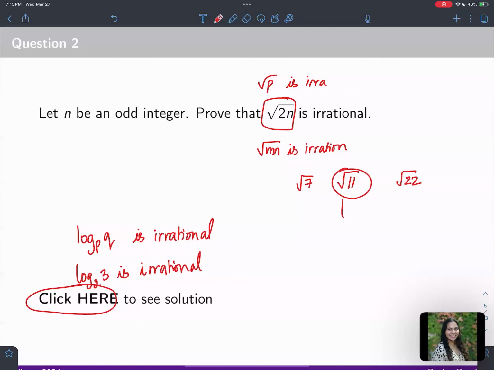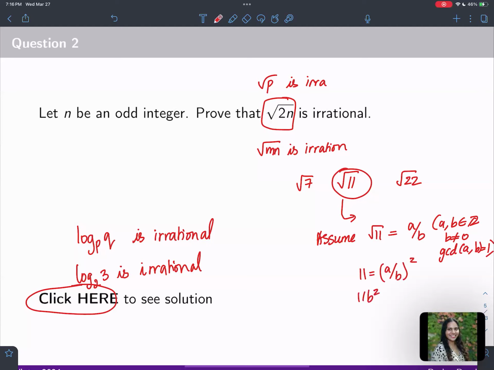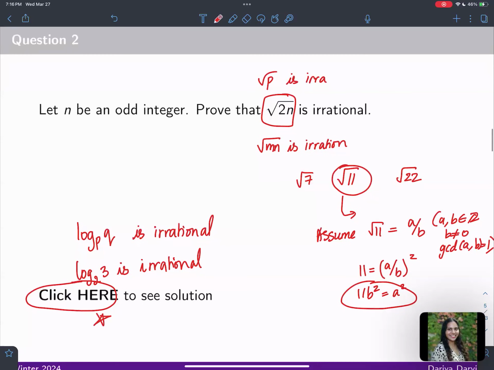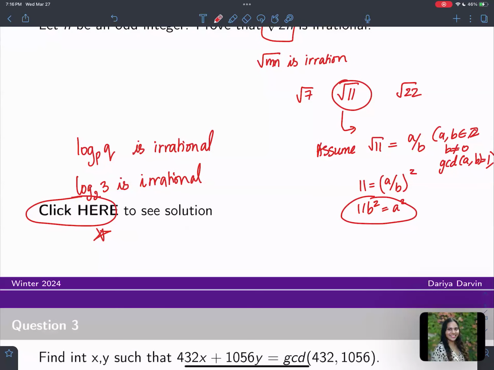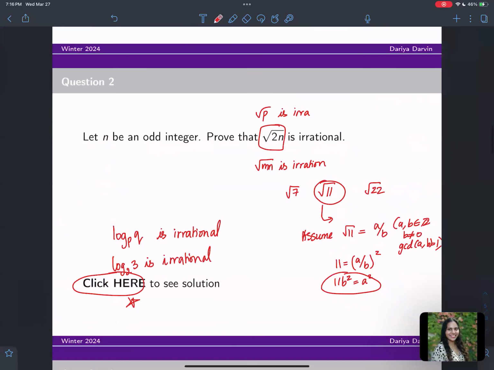So let's take square root of 11, for example. You will assume it is rational. So square root of 11 is a by b, where a and b are integers, b not equal to 0, GCD of a and b equals 1. Then you get 11 equals a by b whole square, so 11b square equals a square. Then you take this equation, and again, watch this video. You play around with that equation with divisibility rules, and you will get a contradiction, which means the number had to be irrational. So do lots of practice with this.